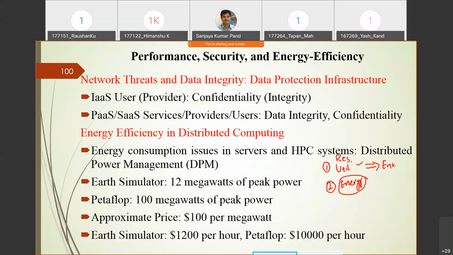So energy efficiency plays an important role. I am not saying resource utilization should decrease so that energy efficiency will be there. You have to make this trade-off, right? You have to maintain this trade-off so that both can be balanced. Just like the concept we studied in the algorithms paper, called the time-space trade-off. Time complexity needs to be minimized, space complexity also needs to be minimized, but there is a trade-off. You have to balance these two parameters.